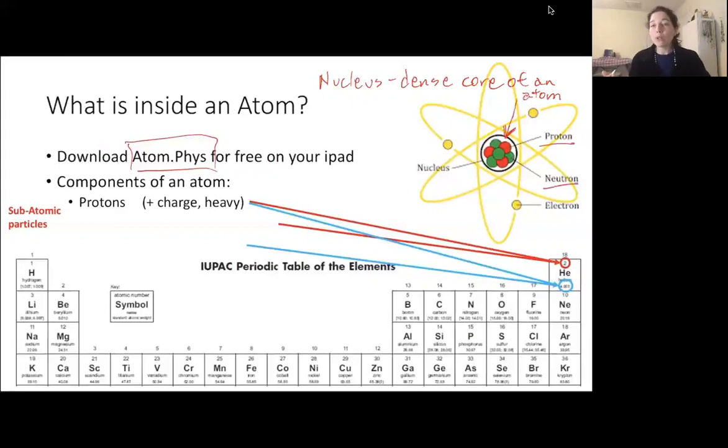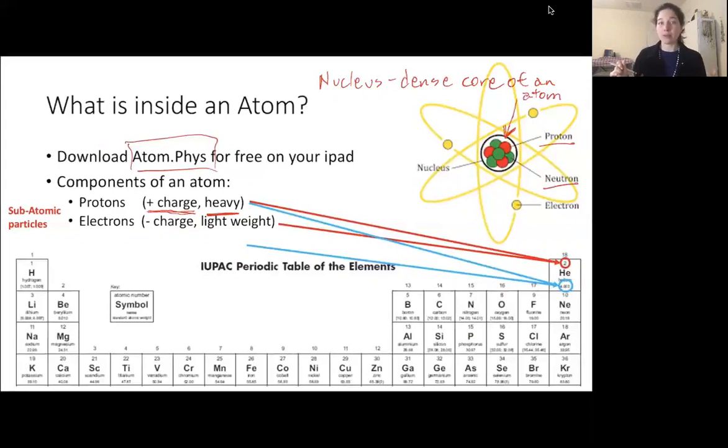What's unique about protons is they have a positive charge on them. If you've ever had a magnet and you've noticed there's like a north and a south pole, right? And they push and pull on each other. Atoms have subatomic particles inside that also push and pull on each other. So just like a magnet, this proton has a positive charge. And what's unique about a proton is it's pretty heavy. It has mass.